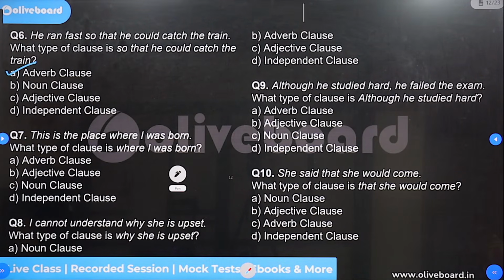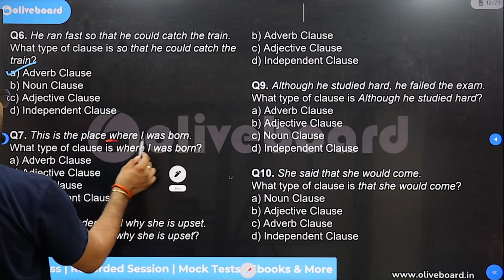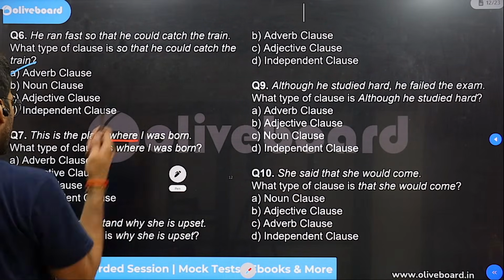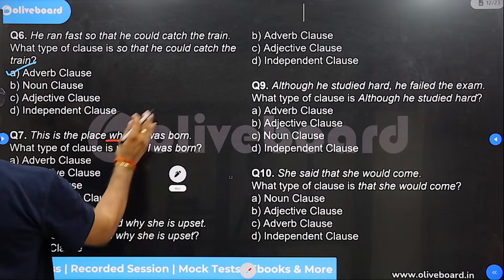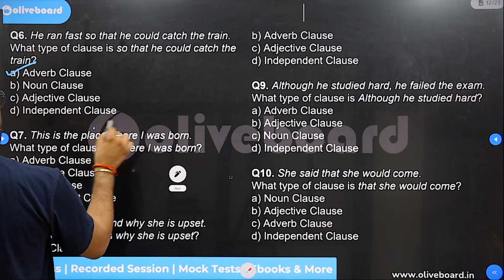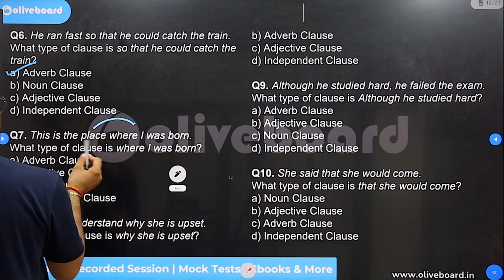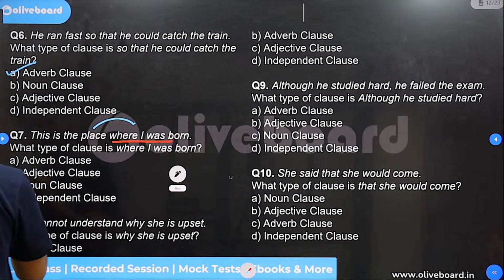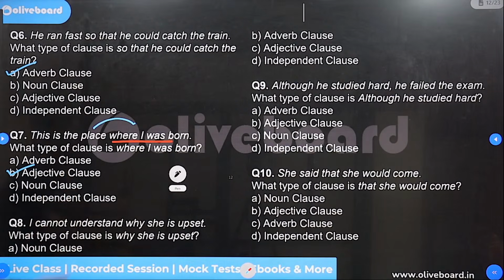Good to see the answer 7th B. Because usually where denotes a place, it is an adverb, should be an adverb clause, but that's not showing place, that's modifying place, the noun. Nouns are modified by adjectives. Great.